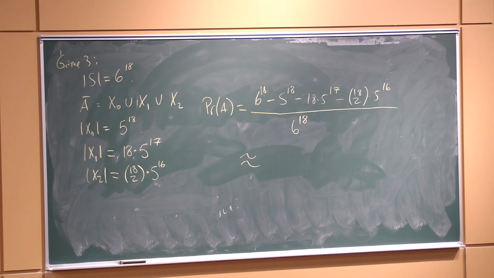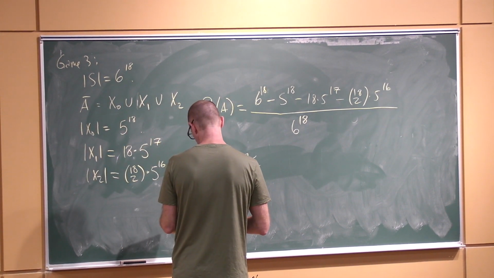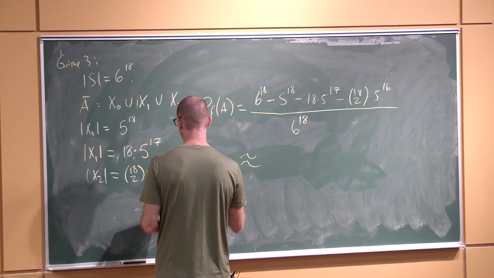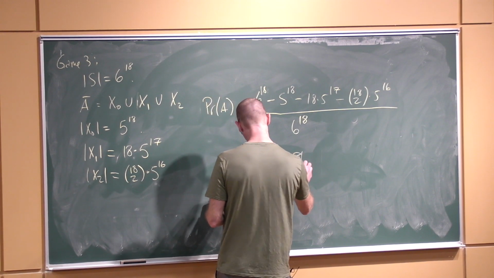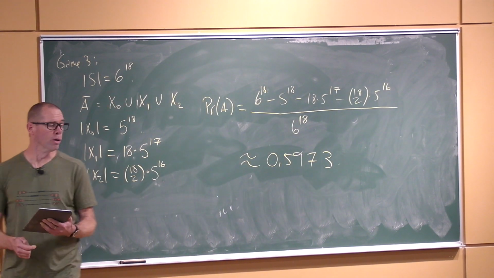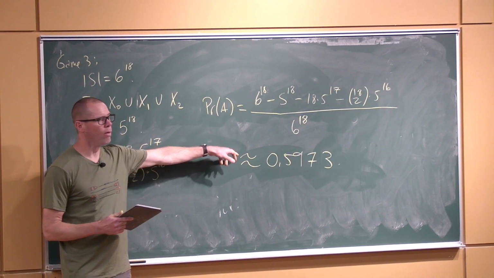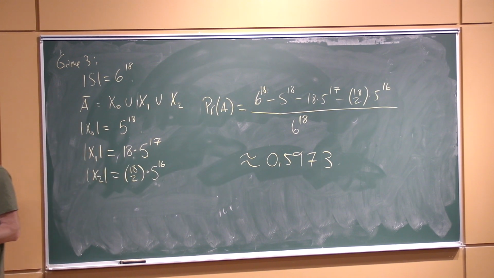Do you think better or worse than game 2? Worse. 0.59743. So our chance of losing our head is now above 40%. So that's the worst game to play.